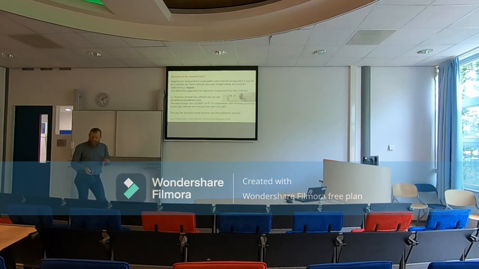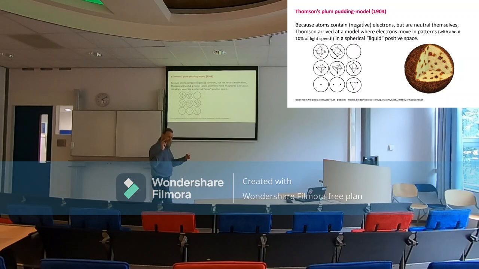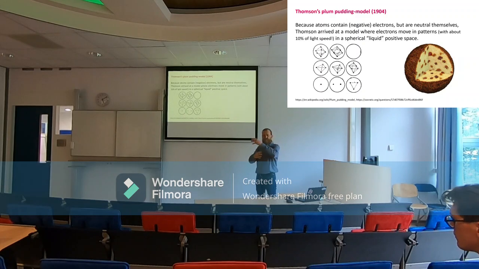So the hunt for the rest part was on, what it was consisting of. Thomson thought, well, if this whole atom is neutral and electrons are negative, then perhaps the rest of the atom is a sort of positive liquid, where the electrons describe, in fancy patterns, fast orbits through this positively charged liquid.